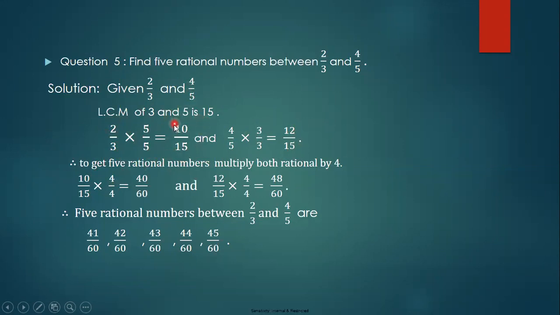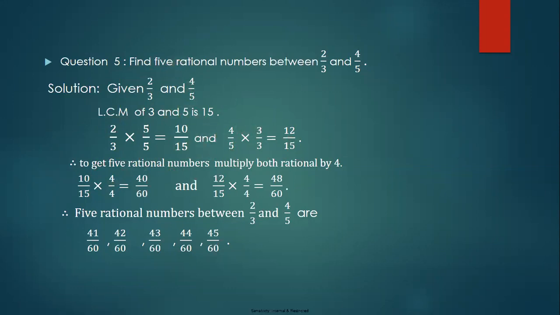So now I have 10 by 15 and 12 by 15. Here I'll get only 11 by 15. So you have to leave 10 by 15. Okay. So you have to take 11 by 15 and leave 12 by 15. So I'll get only one rational number between these two. That will be 11 by 15.